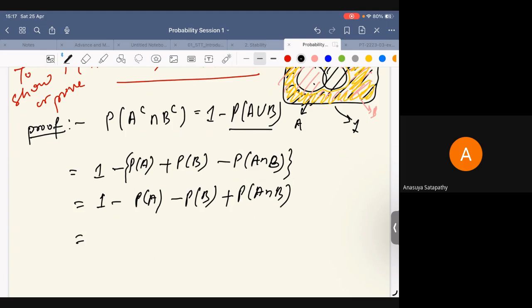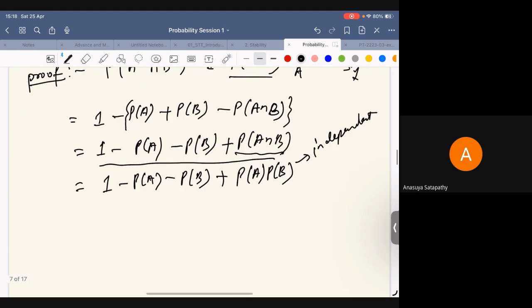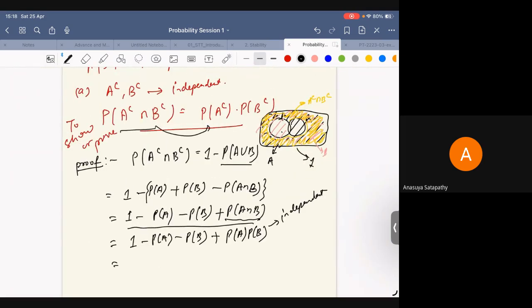So how can you use it now? What will you do from here? Just think a bit. Can I write this as probability of A times probability of B? Yes, because they are independent, which is already said in the question. So what should I do to bring my expression from here to here to prove it?